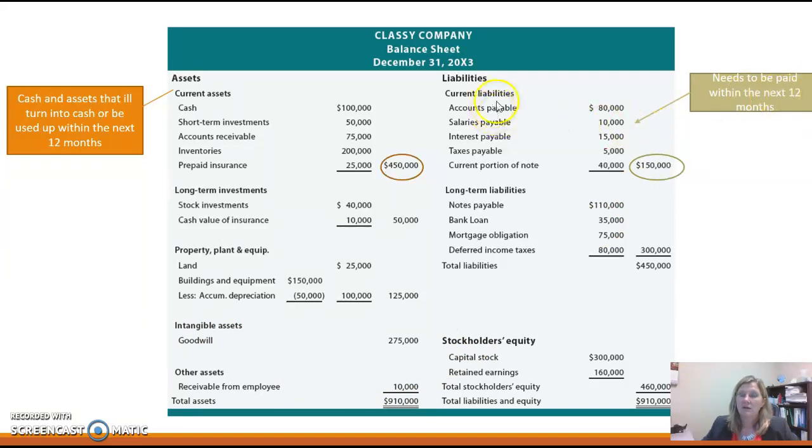On the liability side, we have our current liabilities. Those are the ones that will be paid or due within the next 12 months. So notice I've circled the current assets minus the current liabilities. The difference between those two numbers is called our working capital. When we pay all of our current liabilities with our current assets, how much working capital do we have to put back into our business? And in this case, it's a pretty good number.